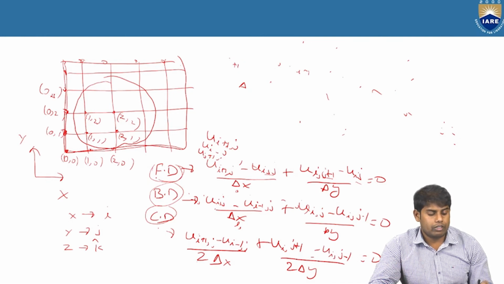Okay, so if it is a forward difference scheme, then you will be setting up the convection phenomenon properly. If it is a backward difference scheme, you'll be setting up the diffusion phenomenon properly. If it is a central difference scheme, you can study both convection and diffusion phenomena. So this is what we have.